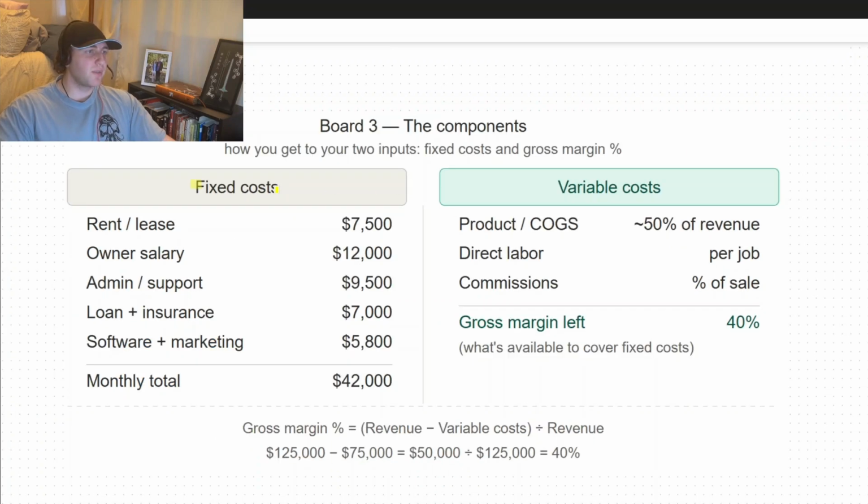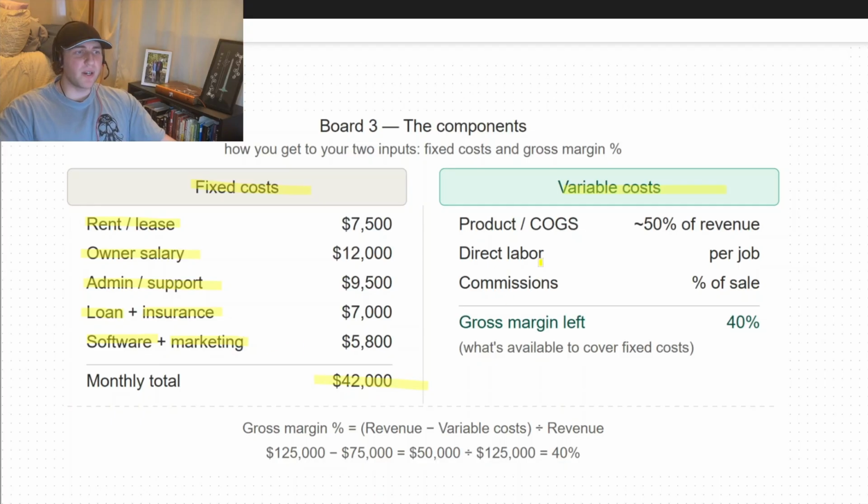Now, how do we generate fixed costs and variable costs? Well, it's pretty simple. Fixed costs are anything that will be incurred no matter what. So you have to pay rent or your lease, you pay yourself your salary, you pay your admin and support, you have to pay your loans, your insurance, and finally you have to pay for your software and your marketing. These are just a few examples of items that are fixed each month. So go through your books and add up all your fixed costs, or mark things as fixed cost if you haven't already, so you can easily calculate this total amount at the end of the month.